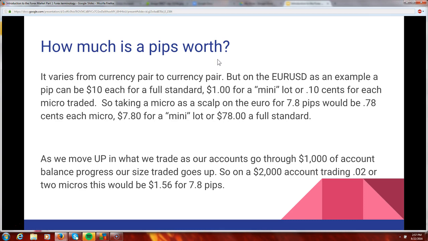So if you take a micro as a scalp on the euro, and the euro moves 7.8 pips, you would get 78 cents on every micro. $7.80 of money you could book for a mini lot, or 78 full dollars on a standard lot. As we move up in what we trade, and our accounts go from the $1,000 account balance up to 2,000 or 3,000, we're going to be raising our micros. We won't just trade at 0.01 for every bullet. Every bullet that we fire off will be traded at 0.02. So on a 2,000 account, trading at 0.02, that would just double. $1.56 is the equivalent to 7.8 pips.